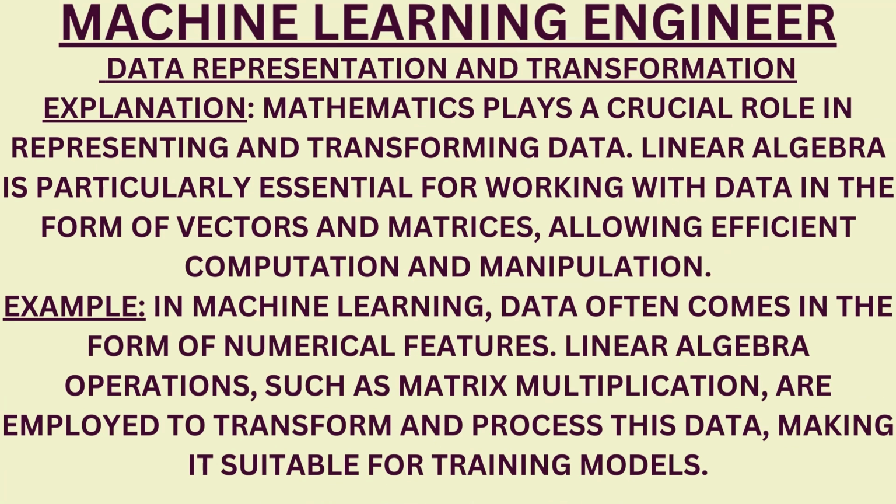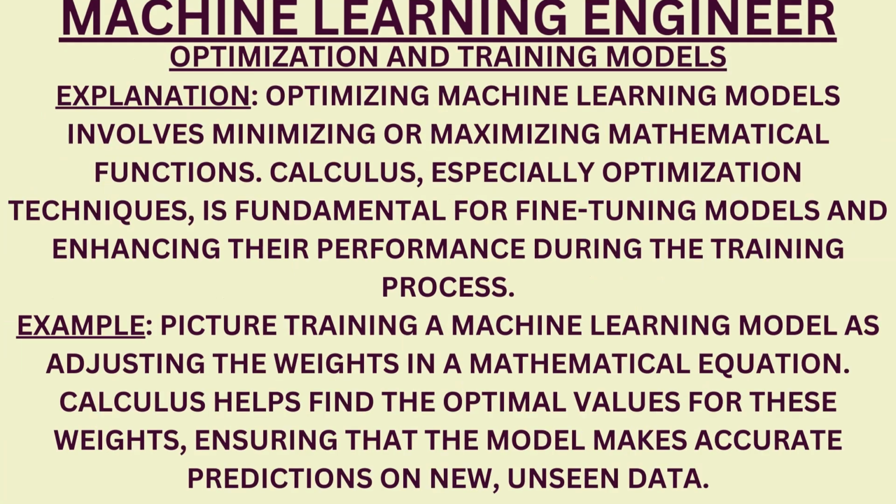Data representation and transformation. Explanation: mathematics plays a crucial role in representing and transforming data. Linear algebra is particularly essential for working with data in the form of vectors and matrices, allowing efficient computation and manipulation. Example: in machine learning, data often comes in the form of numerical features. Linear algebra operations such as matrix multiplication are employed to transform and process this data, making it suitable for training models.